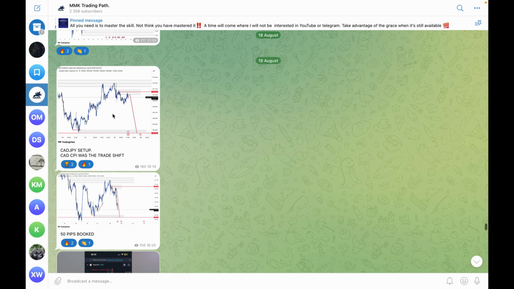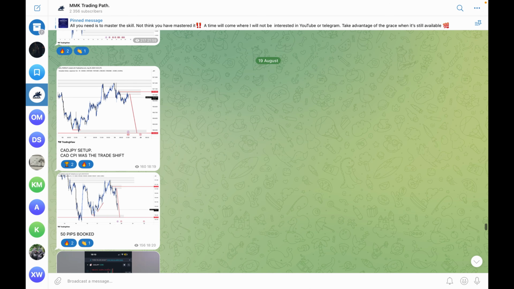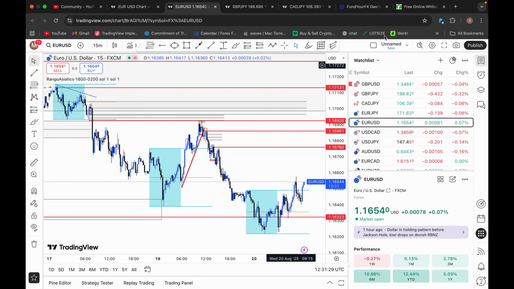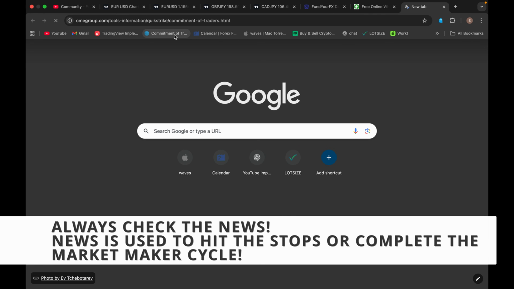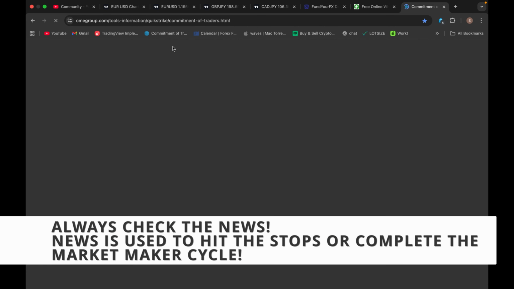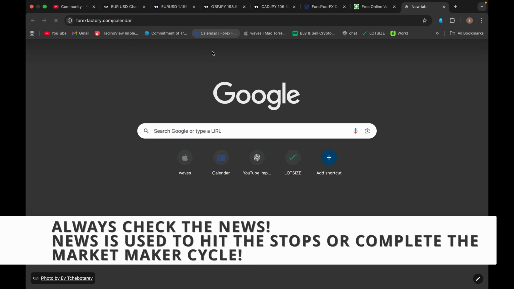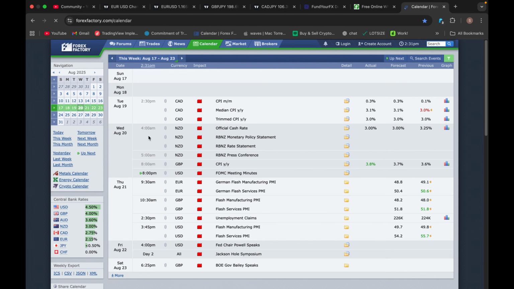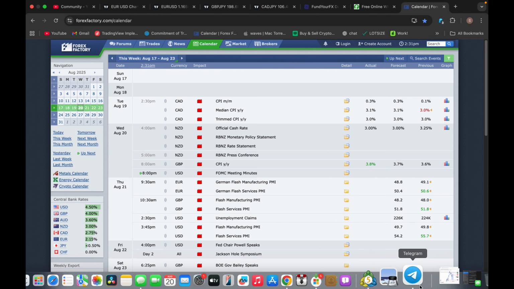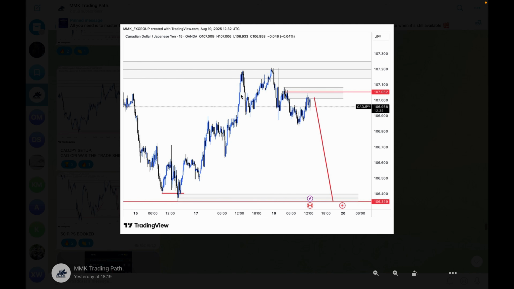We looked at CAD JPY, and this is the setup that I had on CAD JPY, and I'm going to explain why. One of the most important things that I do, before I get into the charts, is I always want to understand the fundamentals for that day. So yesterday, I actually looked at the news, and we had CPI, high impact news, on the Canadian dollar, as you can see yesterday. CPI right there. So I looked at CAD JPY in the morning, when I got to my terminal, and this is the setup that I identified, right?